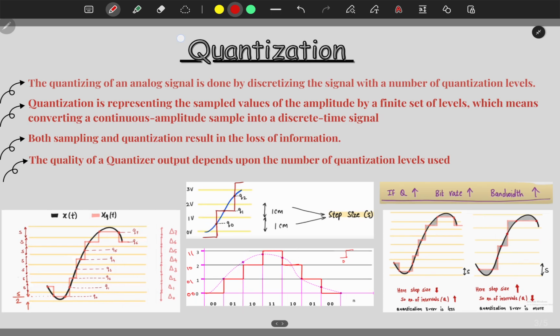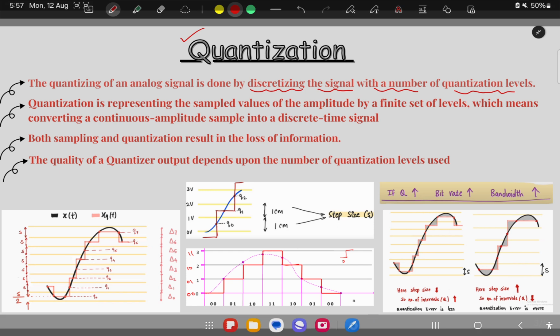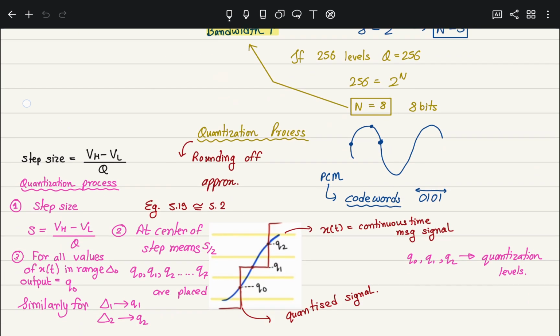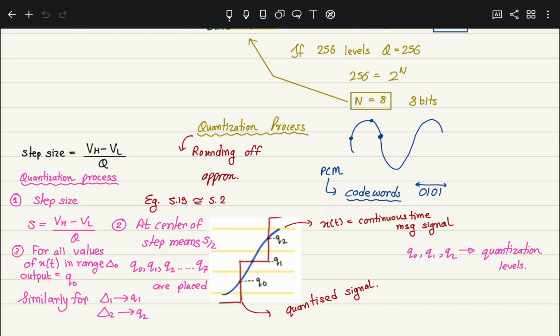So what is quantization? Quantization of an analog signal is done by discretizing the signal with a number of quantization levels. This statement doesn't make any sense without knowing the basics of quantization. So here we look at some basic facts. Quantization is a process of rounding off, or approximating. For example, if we have 5.19, then we approximate it to 5.2.